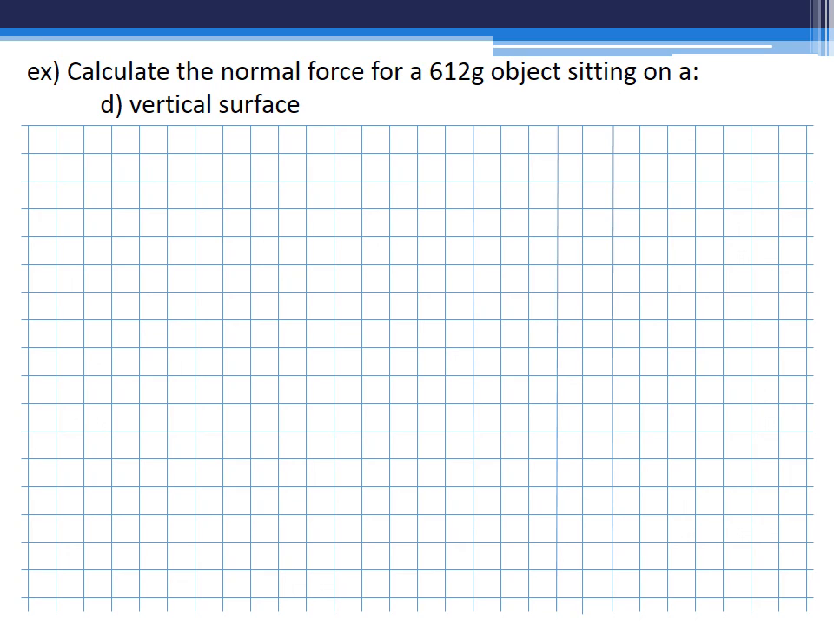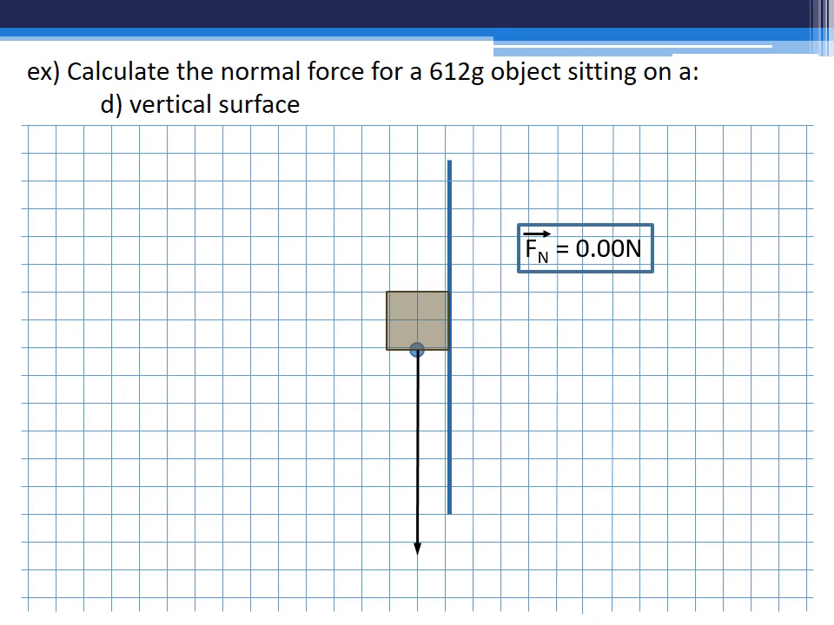Now for our last example. We're going to calculate the normal force for the same box, but it's sitting on a vertical surface. So we will start by drawing a vertical surface. We'll put a box on that surface. We'll put a dot where the forces will be drawn from, and the force of gravity will be pulling down with 6.0 newtons of force. And since the box is not being supported by the table in any way at all, it's just going to fall straight down, and the normal force is equal to 0 because the table is not pushing against the box at all, or the box is not leaning on the table in any way whatsoever.